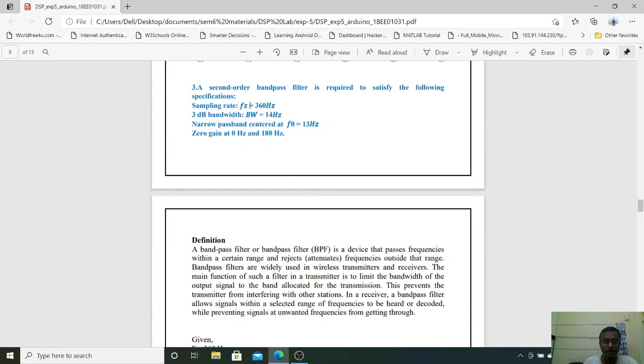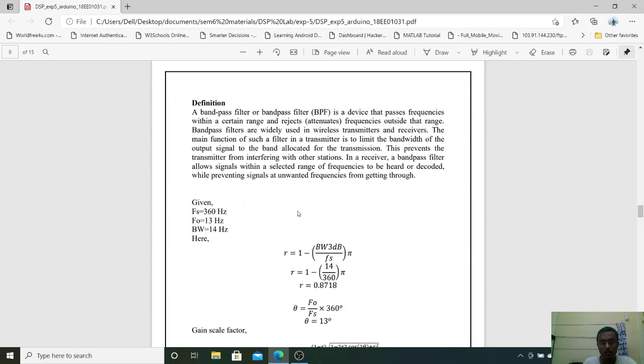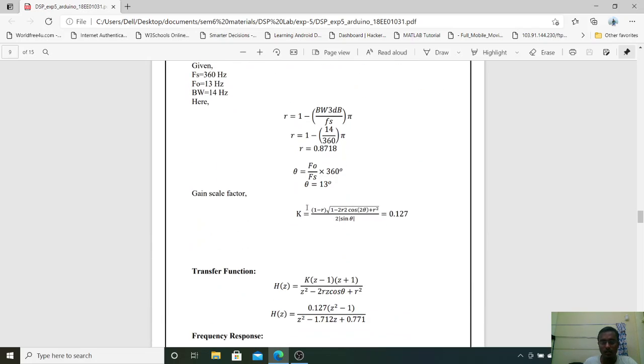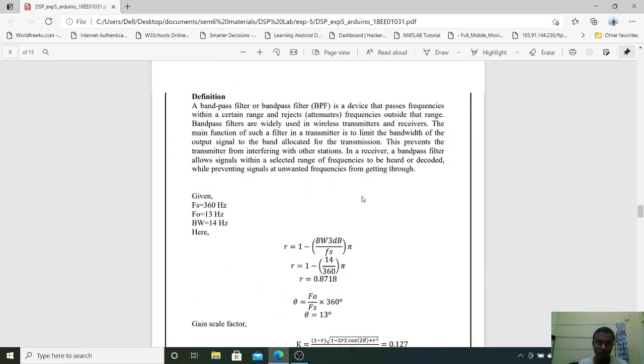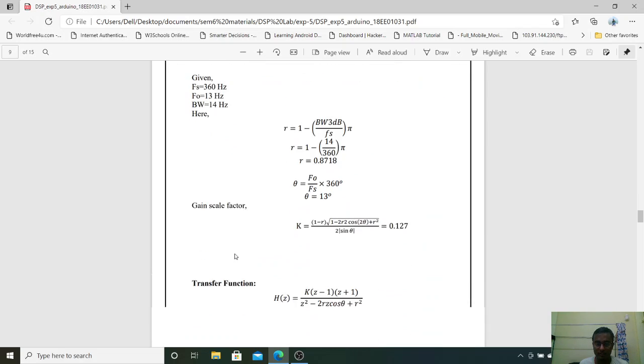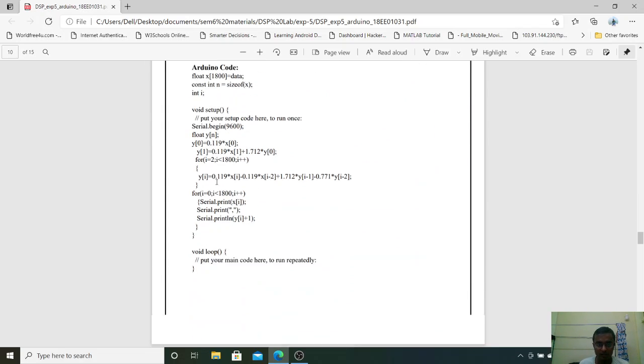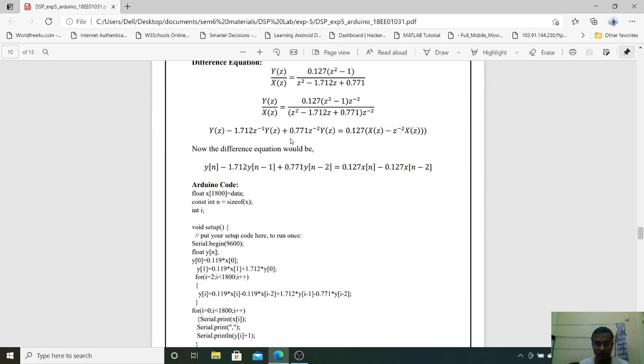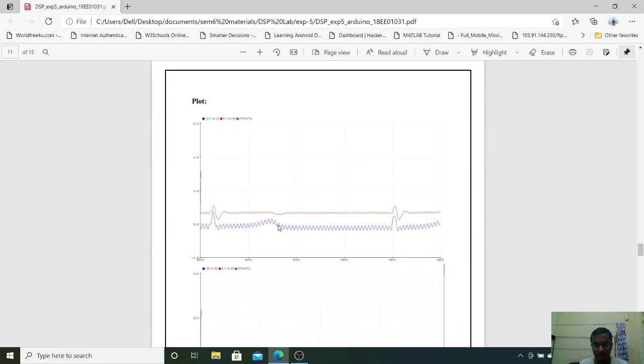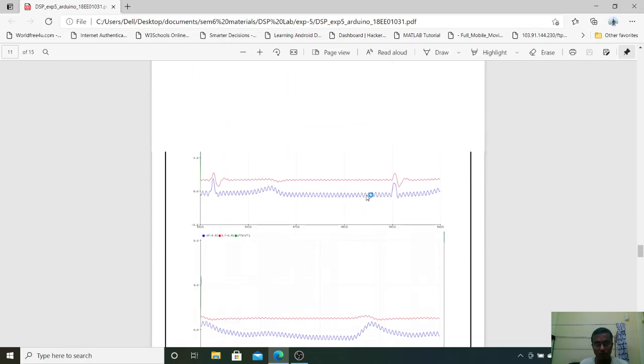And the third one is the band pass filter. Again, a very similar thing is done. I have used the formula H of z equal to K into z squared minus 1 by z squared minus 2 z r cos theta plus r squared. I have found out everything depending upon our problem requirements and specifications, and I have implemented the band pass filter. So I am getting this output for the band pass filter.